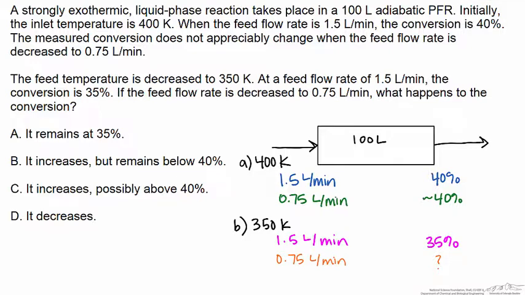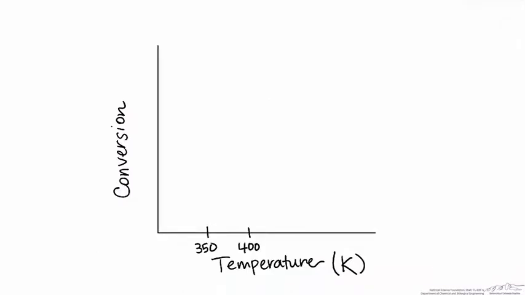You selected answer A for this problem, which is not correct, and so it will not stay at 35%. And to see why, it's helpful to look at a solution to this problem graphically. So what I'm going to do is construct a plot of conversion that we achieve as a function of temperature. And here we expect that the conversion is going to depend on temperature in this adiabatic system.